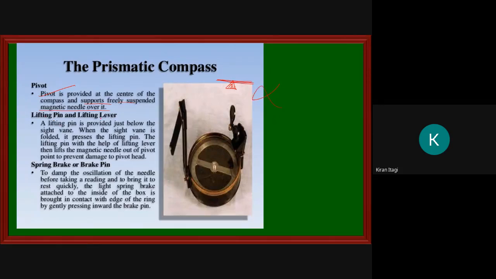Okay, so lifting pin and lifting lever. A lifting pin is provided just below the side vane. When the side vane is folded, it presses the lifting pin. The lifting pin, with the help of the lifting lever, then lifts the magnetic needle out of the pivot point to protect the pivot head from damage.